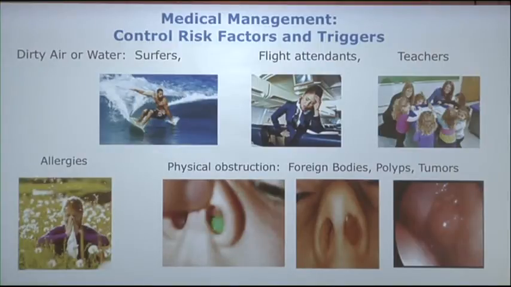If allergies are not well controlled, they are going to give you edema and drainage in your nose to block that ostia and be a reason that recurrent sinusitis or chronic sinusitis is not well controlled. And then physical obstruction, whether in a child who has a foreign body in their nose, polyps, or even a tumor. Any of those can be a reason for recurrent or chronic sinusitis.